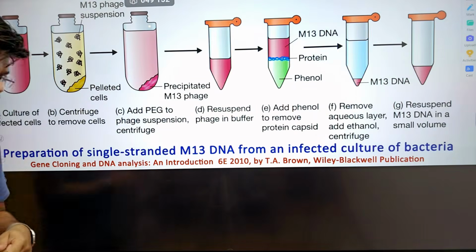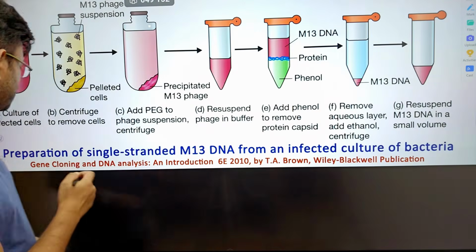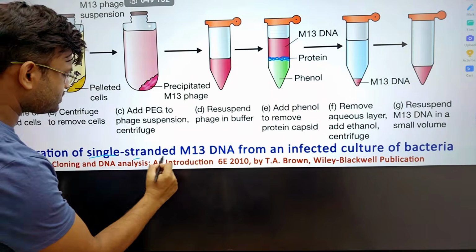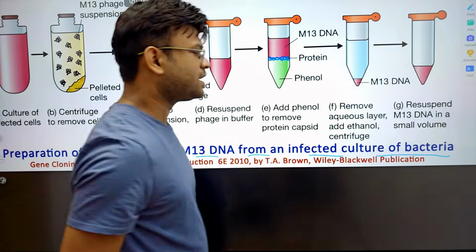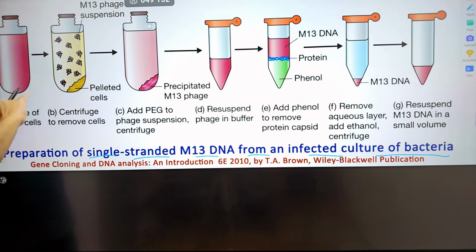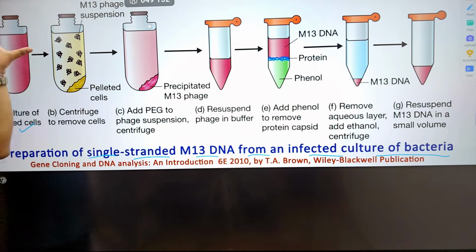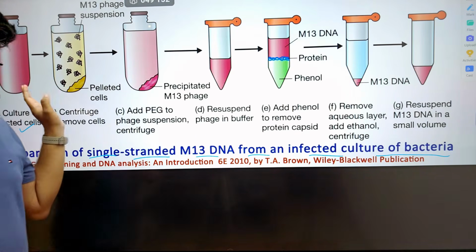Okay, so this is a diagrammatic representation showing the preparation of single-stranded M13 DNA from an infected culture of bacteria. Understand that this is a culture of infected cells. That means there are certain bacteria present here, and there are certain M13 phages present here that have not caused infection. Together they are present inside a tube.